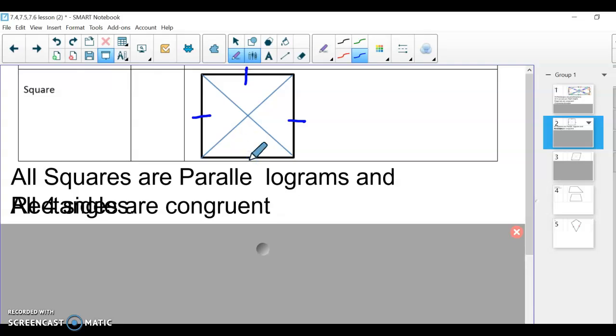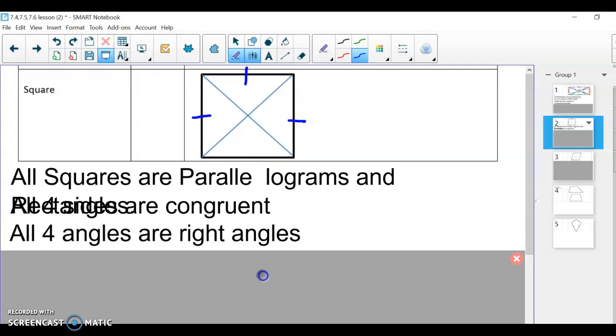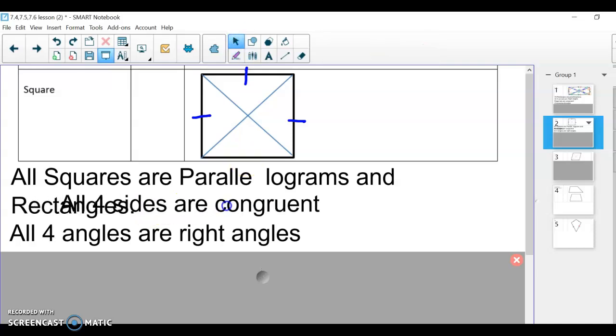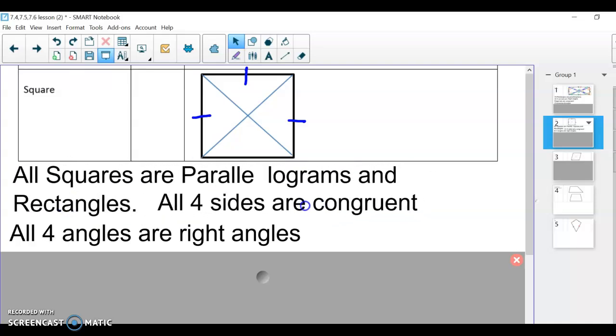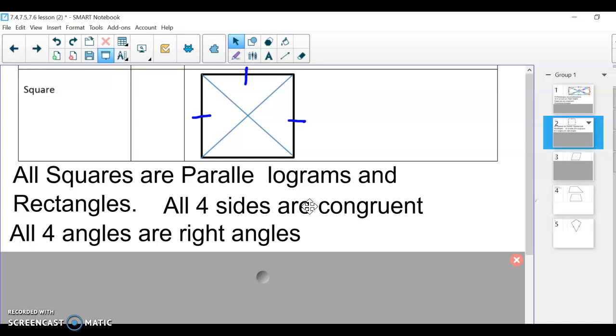For some reason, it is not letting me put that in there. That is weird. And it's doing some auto correcting here as well. I don't know. All right, so there we go. All four sides are congruent. All four angles are right angles. So that would be another new property that we could mark on our picture. So all of these are 90, 90, 90, 90.